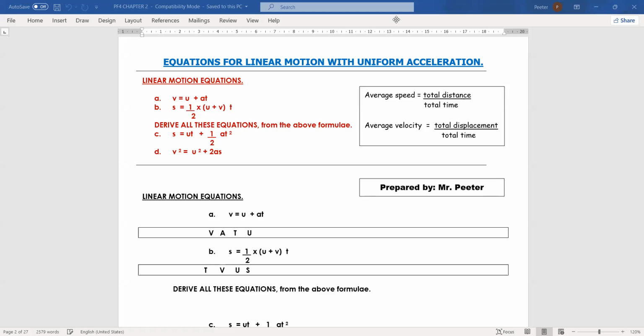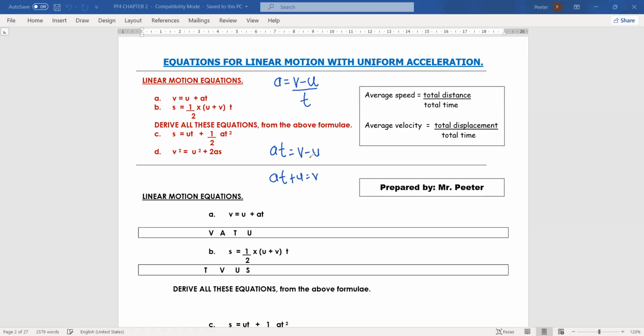Actually, we got this formula from the first one: A equals V minus U per T. So this formula will become AT equals V minus U, so AT plus U becomes V.